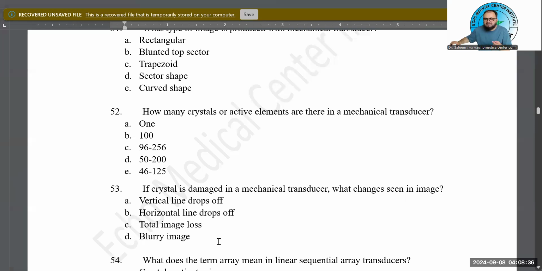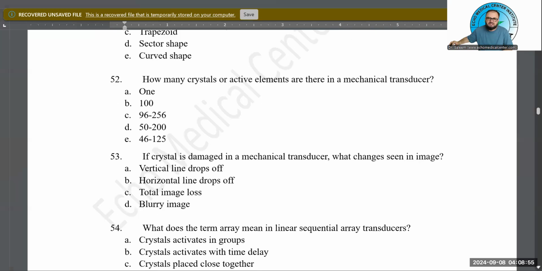Yes, of course. Earlier we said, in question number 52, that it has only one crystal. If that crystal is damaged, it means the entire picture is gone, correct? So the total picture is lost. There is no picture anymore. That's it. Correct. C is the correct answer. Absolutely correct. Let's do the next one.